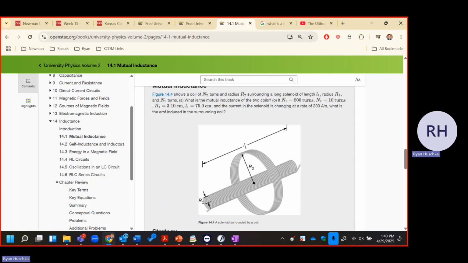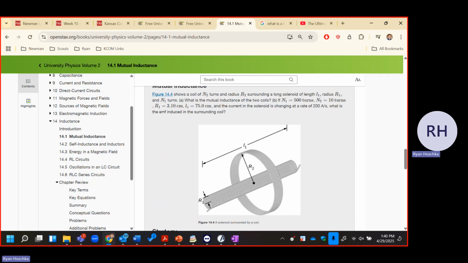We have 75 centimeters. Again, just think to your lab. You had your slinky there. Maybe you had 250 turns of that slinky over a meter. Here you have 500 turns over 75 centimeters, so about 3/4 of a meter. And the current in the solenoid is changing. So which one are we having our alternating current? We're having it on the inner ring.